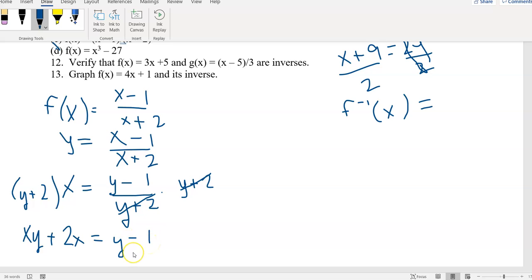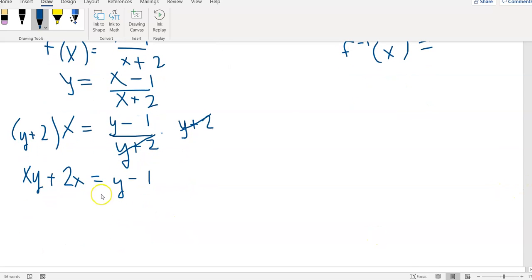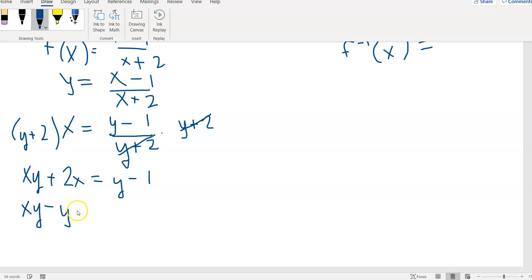All right, now let's remember we're solving for y, so we need to get y's on one side and non-y's on the other side. So I'm going to move this y over to the left. I'll leave the xy, so it'll become a negative y when it goes across the equal sign. And then my 2x needs to go over the right since it doesn't contain a y. It will become negative, and I still have the minus 1.